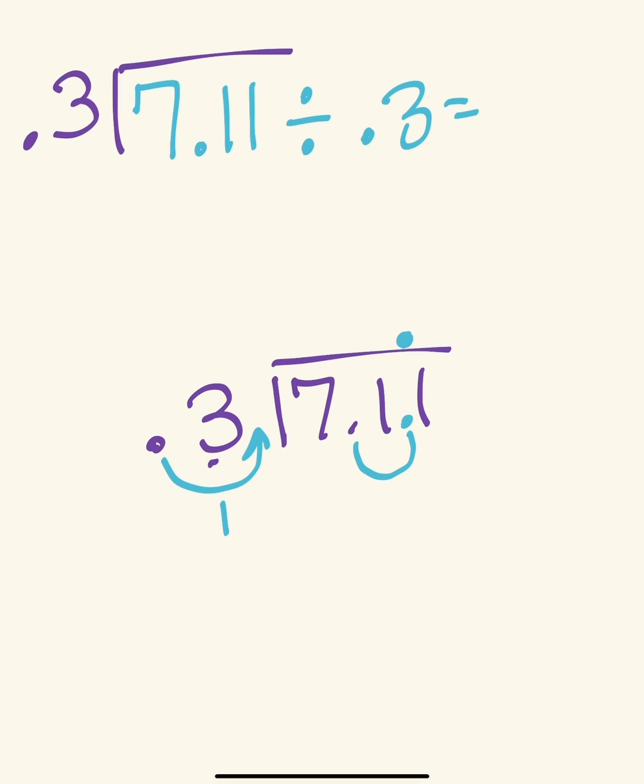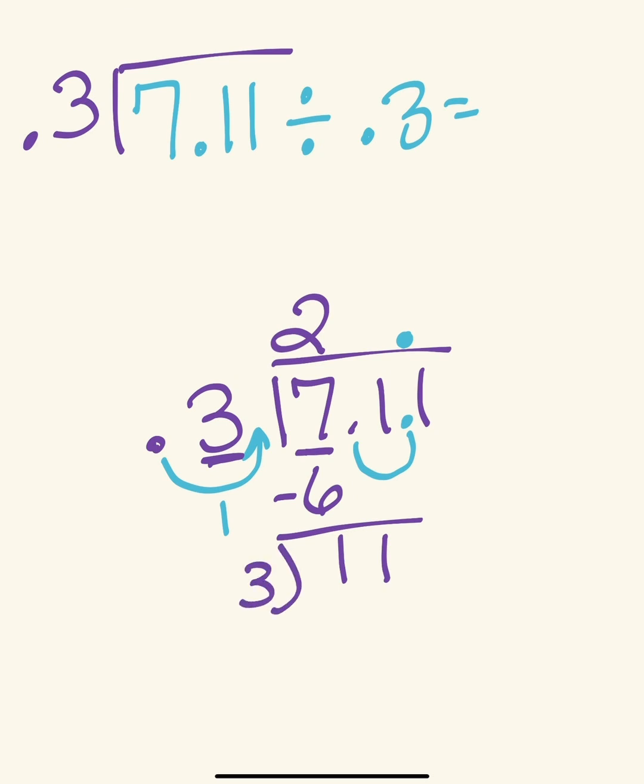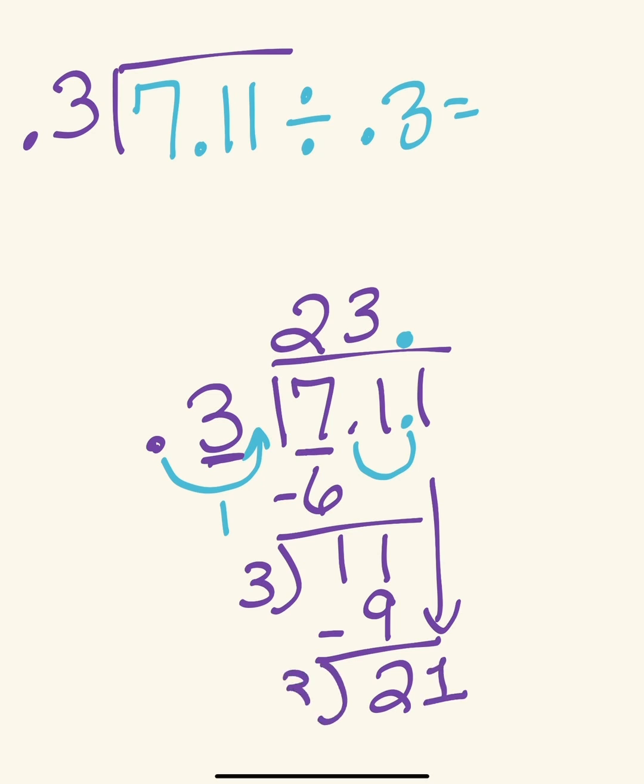And we can do how many equal groups of 3 can I make out of 7? That would be 2, 6. How many equal groups of 3 can I make out of 11? That would be 3, 9. That leaves me with 2 when I subtract. Bring that 1 down. How many equal groups of 3 can I make out of 21? That would be a 7 times 3, 21, and I have nothing left.